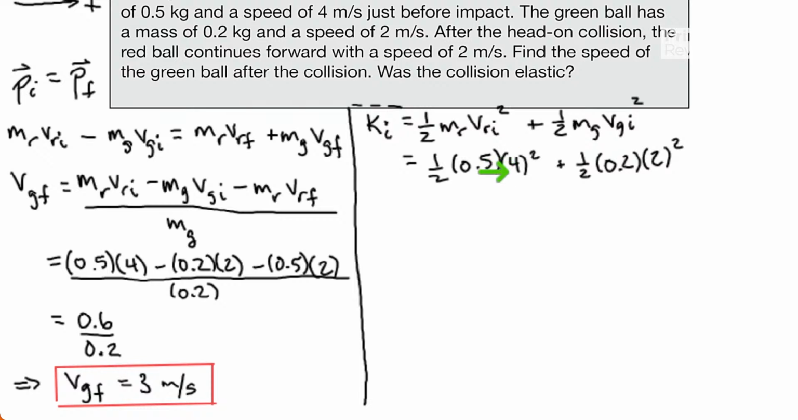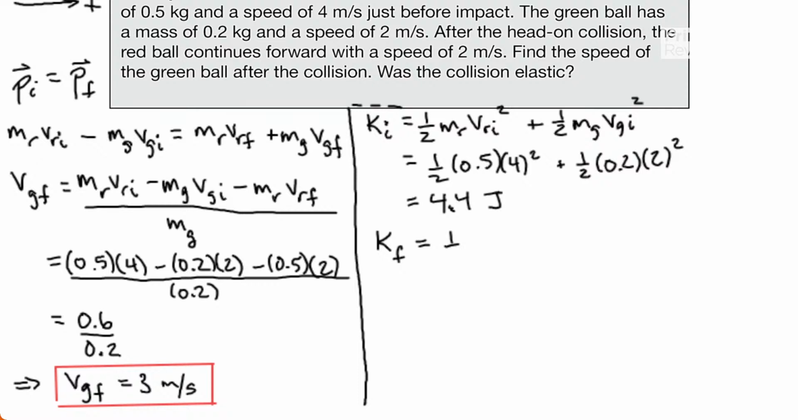So 4 squared is 16, cut in half is 8, cut in half is 4. And then 2 squared is 4, times 0.2 gets us 0.8. Cut in half is another 0.4 to add on. And everything is in SI units, so that would be in joules.